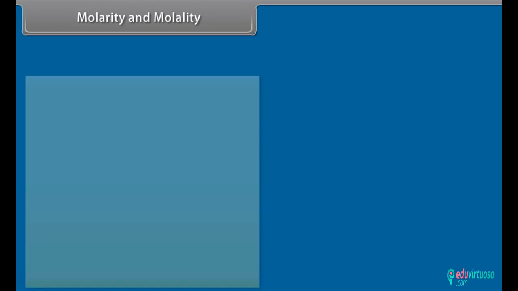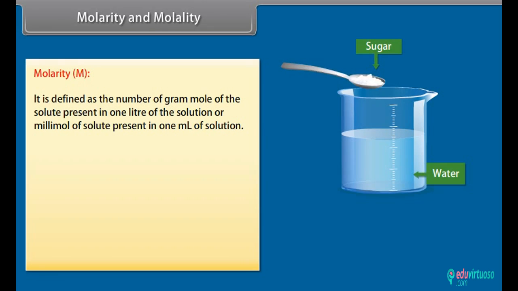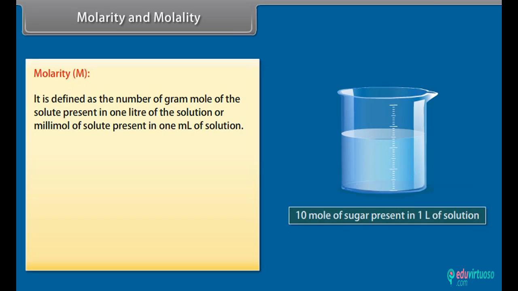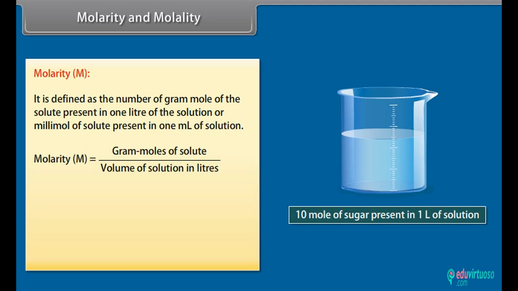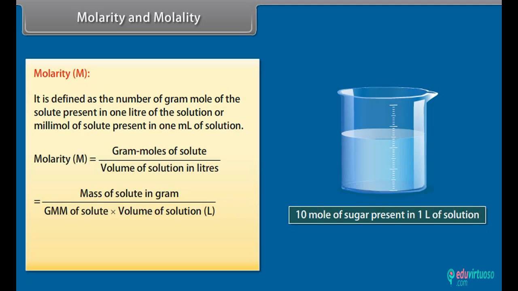Molarity and molality. Molarity. It is defined as the number of gram mole of the solute present in 1 liter of solution or millimole of solute present in 1 ml of solution. It is represented by M. Mathematically, molarity is represented by M is equal to WB in grams divided by product of gram mole mass of B and volume of solution in liter.